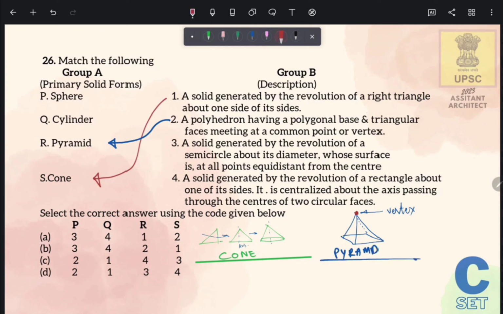Third is a solid generated by the revolution of a semicircle about its diameter, whose surface is at all points equidistant from the center. So this is a semicircle and this is its diameter, and we will revolve it around its diameter. Then it will look like a circle in 2D, and in 3D it will create a sphere.